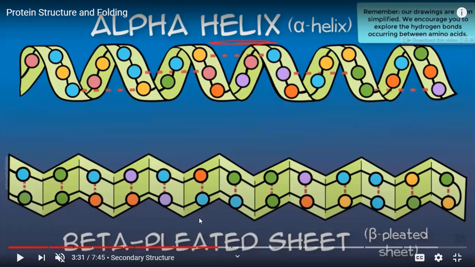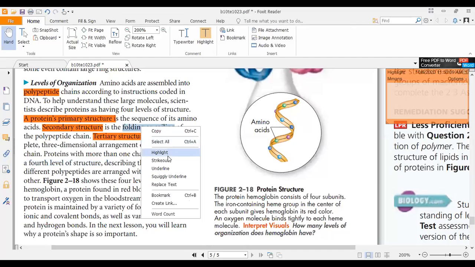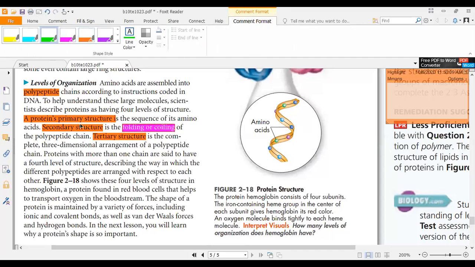Here we go. The secondary structure is a folded structure or coiling. I'll make them with different colors, you know. This with green. This is the secondary. The primary structure is just the sequence, the normal sequence.